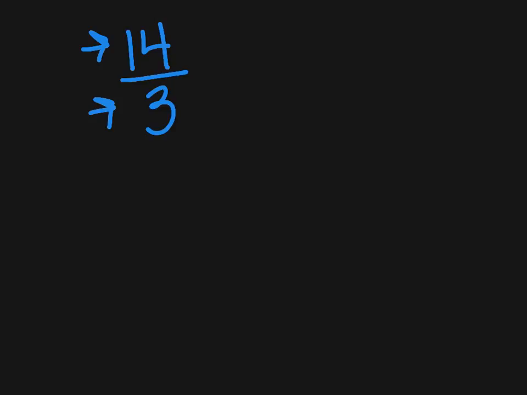Now, a lot of times we want to change our improper fractions into mixed numbers because we don't go around saying, oh, I'm going to use 14 thirds of a cup of sugar for this recipe. You want to say how many whole cups and then what fractional part.